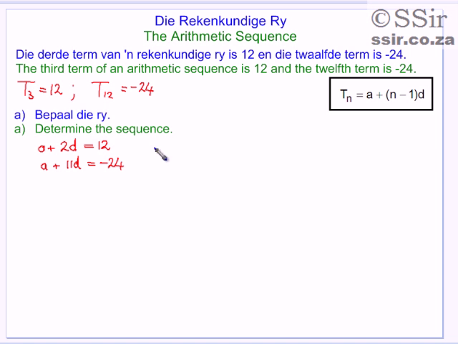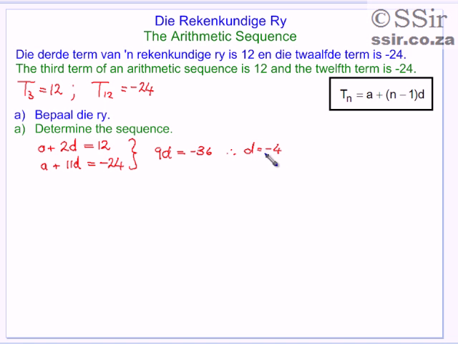So now if we go back to these two equations, we have two unknowns, two equations, and from these we can solve for a and d easily. One way to solve this simultaneously is to subtract equation 1 from equation 2, because that eliminates the a values. Then we have 11d minus 2d gives me 9d, and minus 24 minus 12 gives me minus 36, and therefore d will be minus 4.